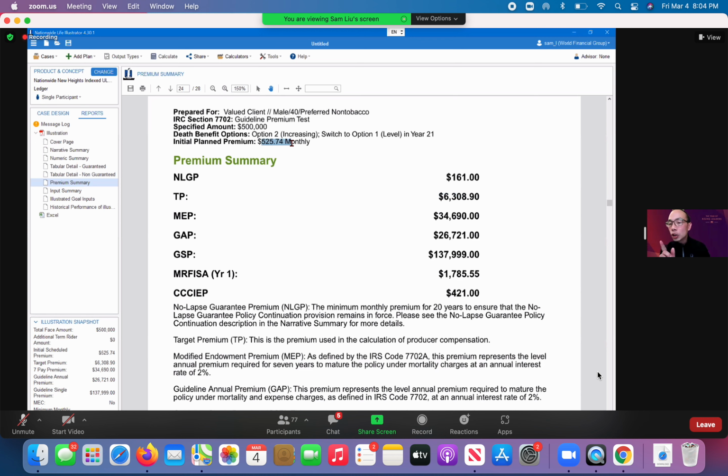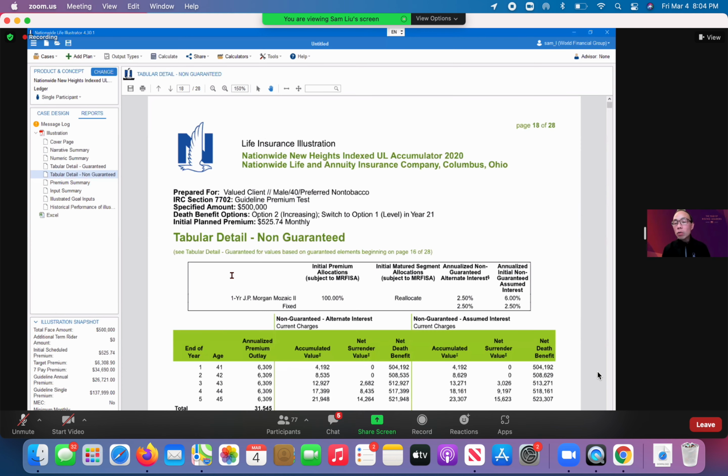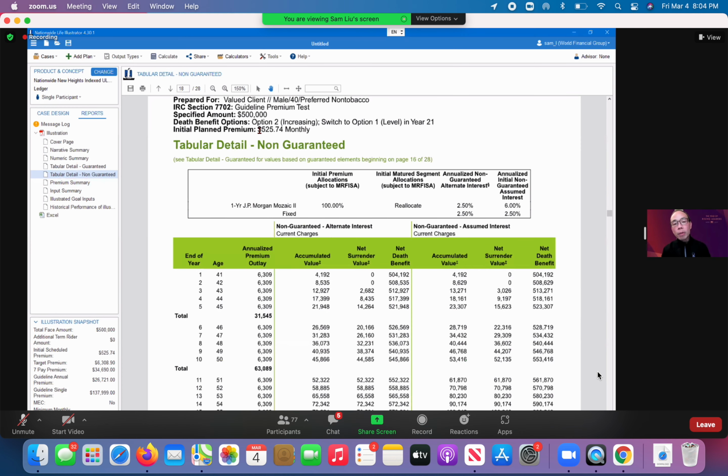$525. Make sure you explain to the customer, $525 is not the cost. $525 is the cost plus your investment, right? Make sure they understand. They say, okay, I understand. Now, I go into the non-guaranteed illustration. I double check you are 40 years old. Okay, and every month you put $525. Each year you are ending up with $6,309. Okay, typically speaking, would it be okay?